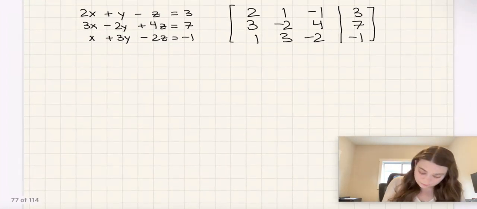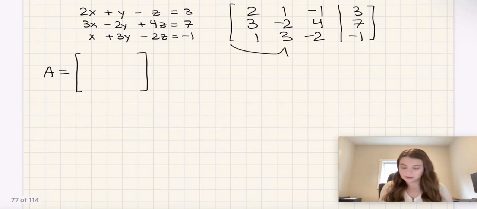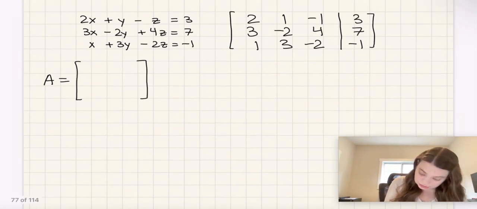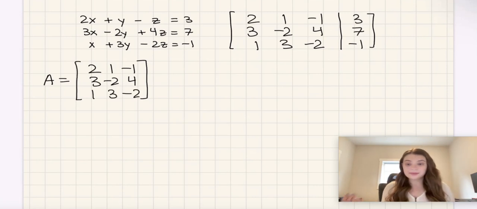Okay, so matrix A is just going to be all of these values that we have over here. So I'm just going to copy these down without the constants. So 2, 1, negative 1, 3, negative 2, 4, and 1, 3, negative 2, like that.